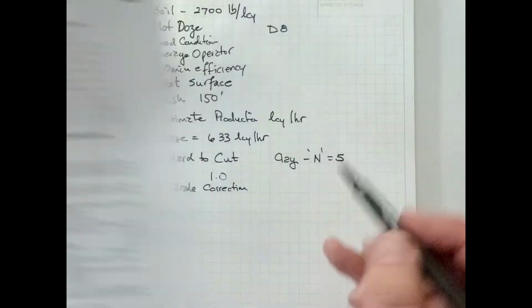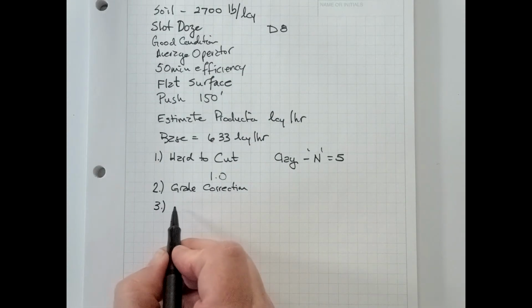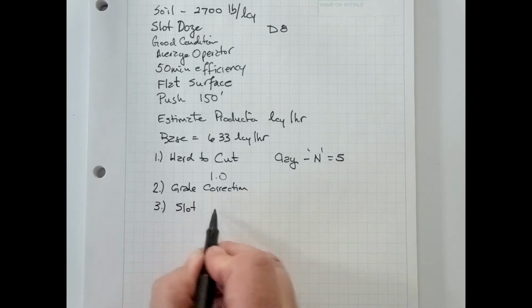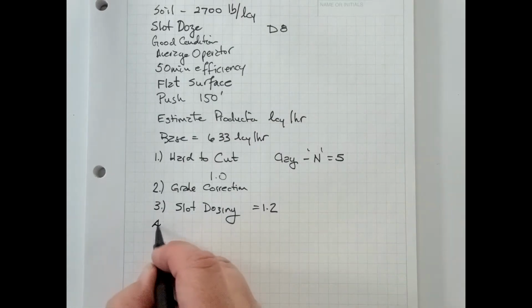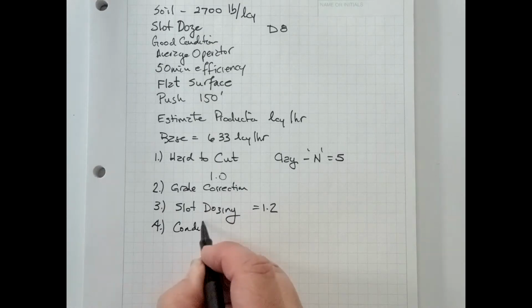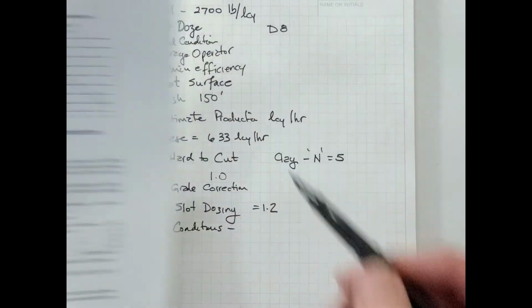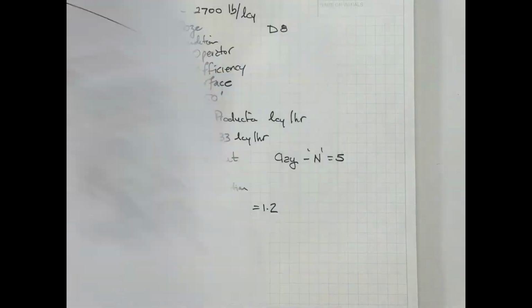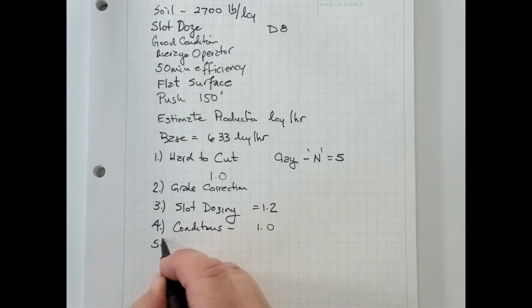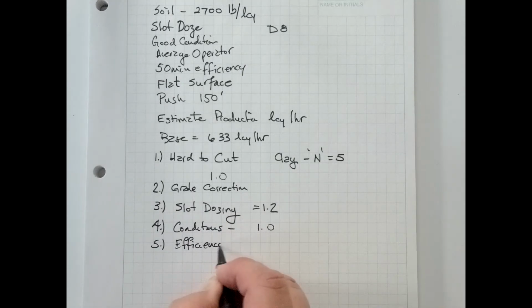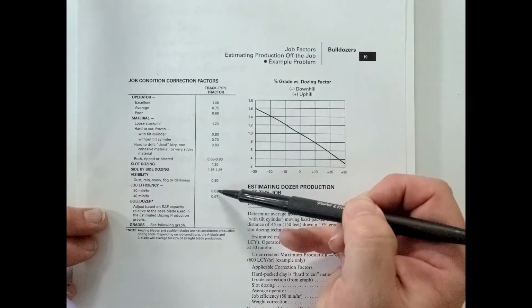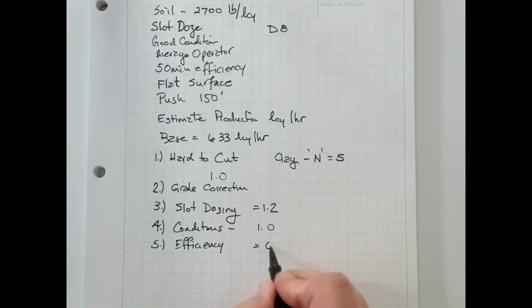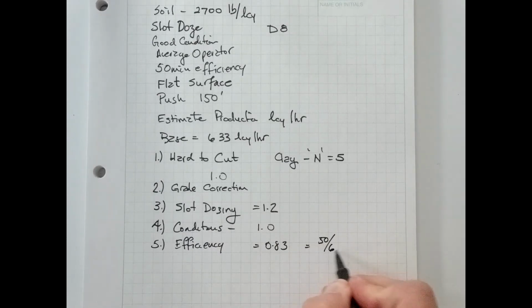Our next correction is for slot dozing, how we're doing things. So if we do slot dozing, we look up our correction factor for slot dozing, which is 1.2. Next correction factor is conditions from visibility. Conditions we said were good, right? Good conditions, so good conditions is 1. We have an efficiency correction. Our efficiency correction, we said at 50 minutes per hour is 0.83. This is equal to 50 over 60, right? This is equal to 0.83 from the table, which is 50 divided by 60.